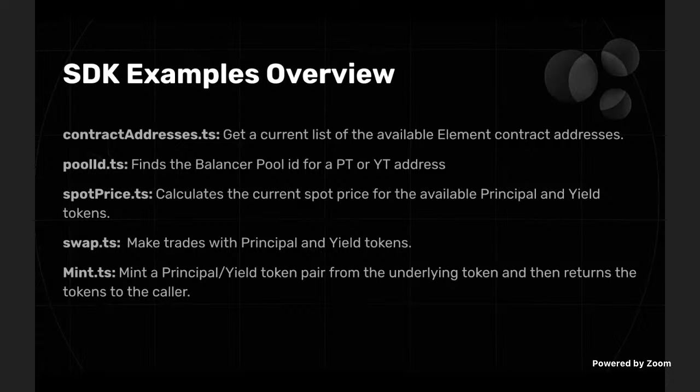The final is Mint. Mint is one of the primary interaction points. This script shows you how to take 1 unit of an underlying, say 1 USDC, and turn it into a principal and a yield token for a tranche.